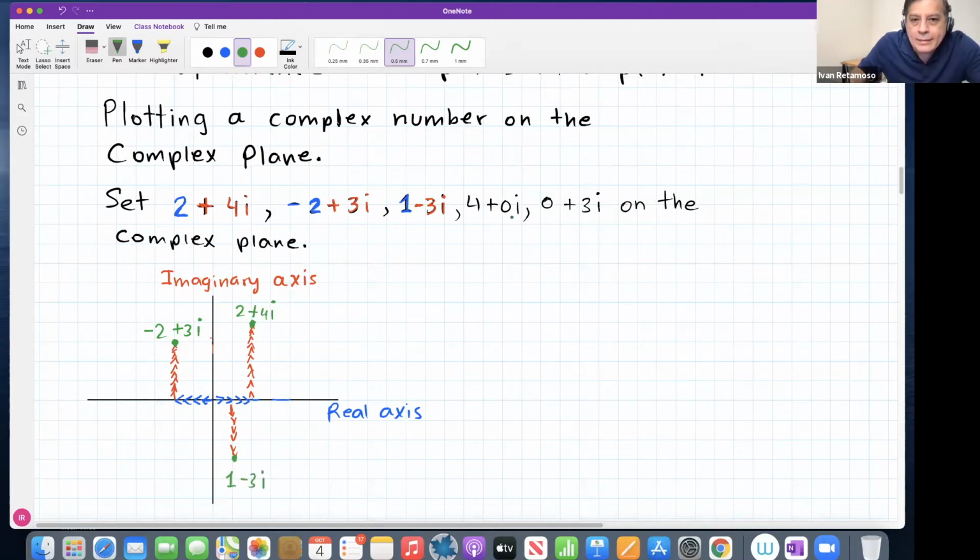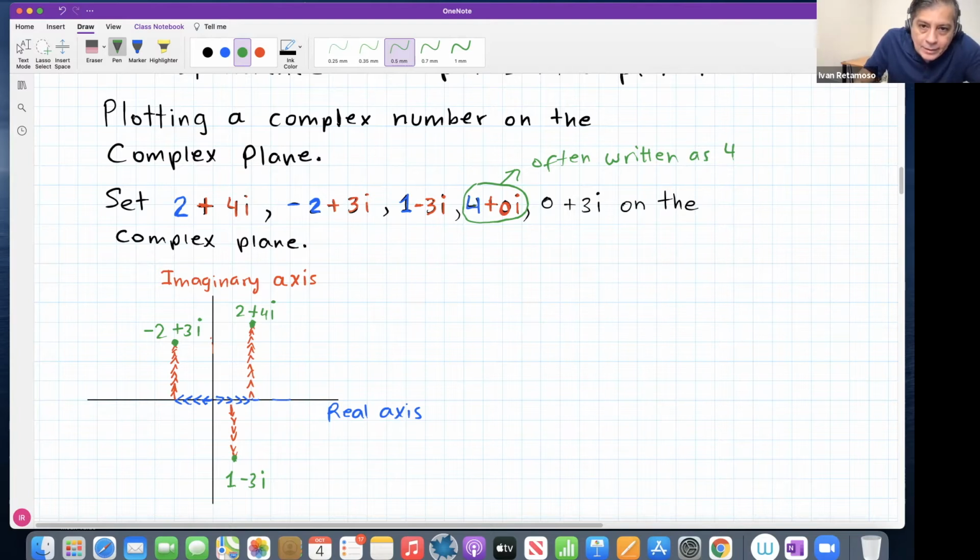Now we reach this 4 plus 0i. This complex number very often, I would say, will be identified as just the number 4, right? But be careful there, guys. If you are working with complex numbers and you see this number 4 just by itself, it's not a real number 4. It's a complex number. It's the complex number 4 plus 0i, right?